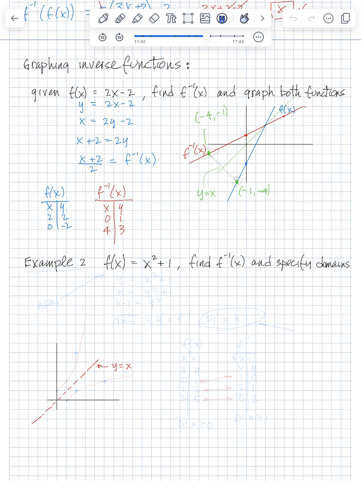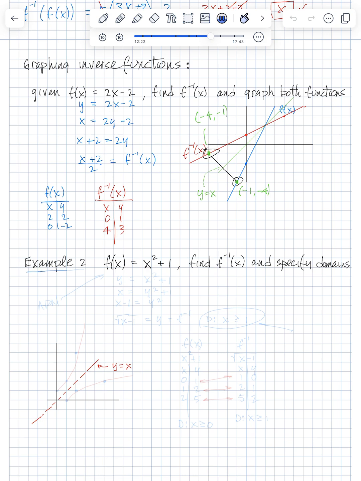The other thing that's interesting is you can draw a perpendicular line from the point to y equals x. I'm going to do that right here and right here. And you notice that the lengths are the same. In other words, this point here on f inverse of x is the same distance away from the y equals x line as this point. And that's going to be the case for all inverse functions.